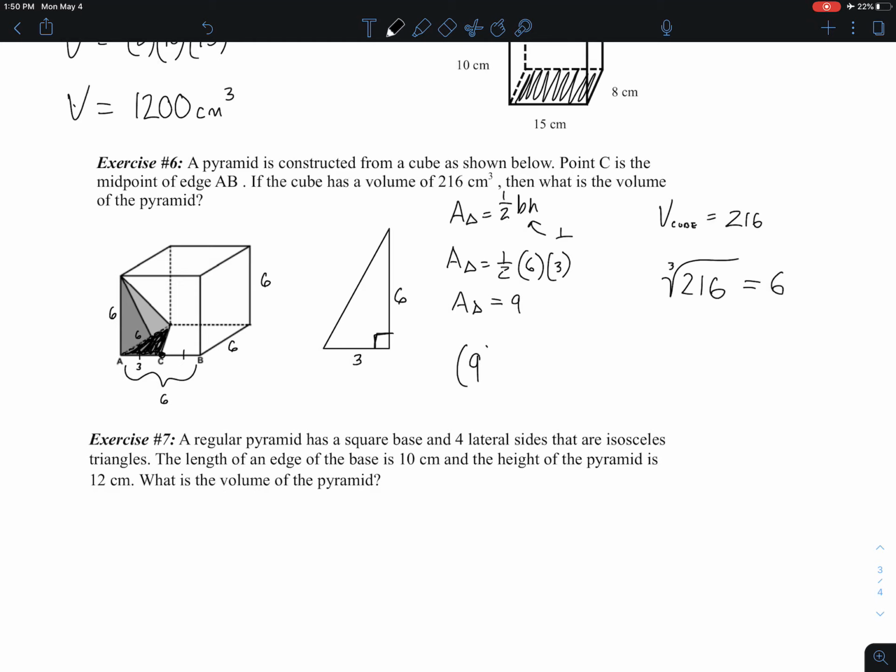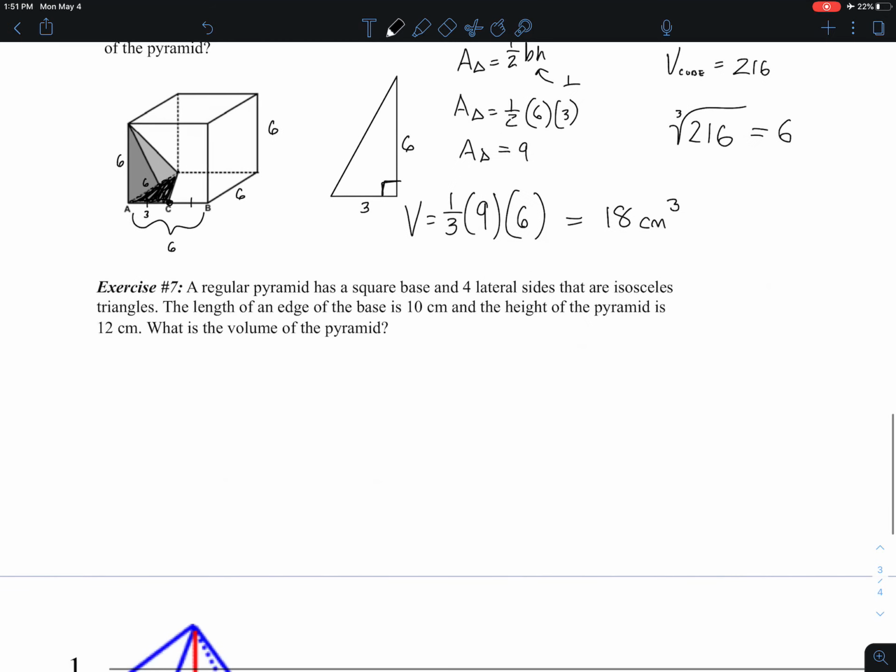All right, not bad. So we just take 9 and we multiply it by our height, which is 6. And we also need to multiply it by 1/3. Don't forget about that. Remember, this is the volume now, volume of the pyramid. So we do 1/3 times 9 times 6, and we end up with 18 centimeters cubed.